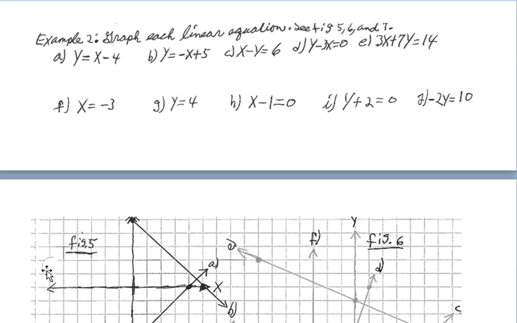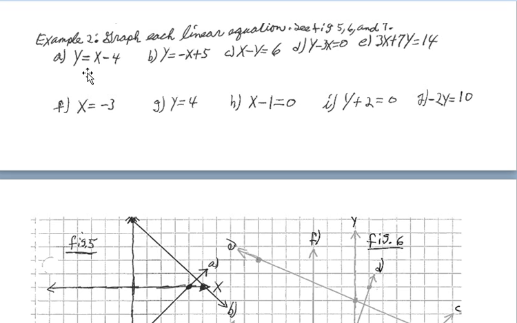Example 2. Graph each linear equation. We're going to be looking at figures 5, 6, and 7 to reflect these graphs. The first equation, equation A, is y equal x minus 4. In this equation, if we allow x to equal 0, then y will equal minus 4. So one of our points for this graph, A, will be 0, minus 4.